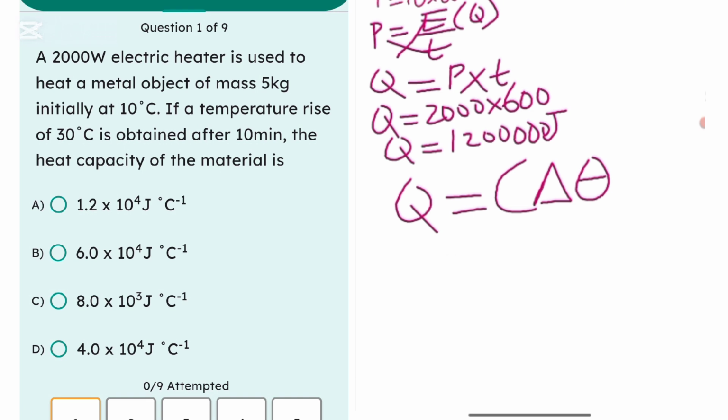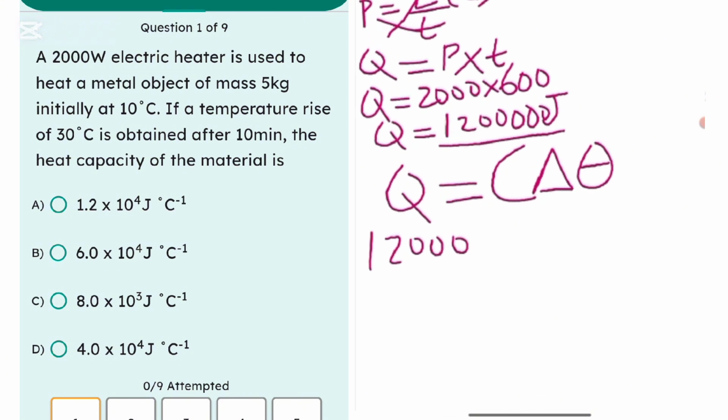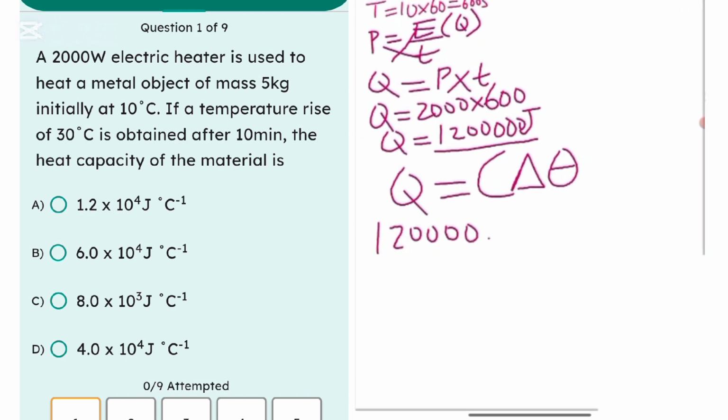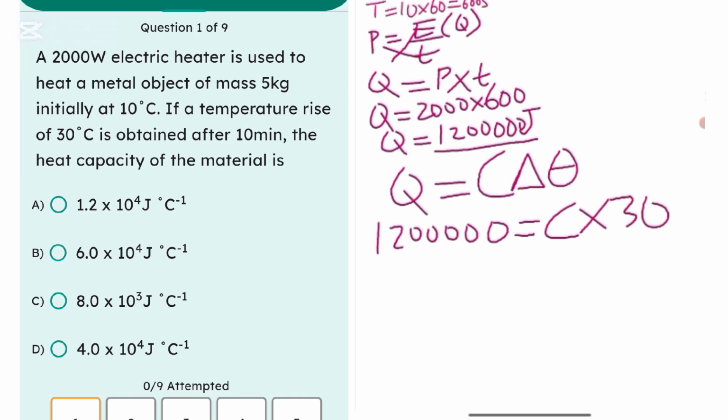So the quantity of heat was 1.2 million joules. So we have 1.2 million joules is equal to heat capacity, which is not known, times change in temperature, which is what? 30. Now, I've always told my students that whenever you have things that can divide themselves at the same level, don't waste your time. Just divide it straight. So I can do this.